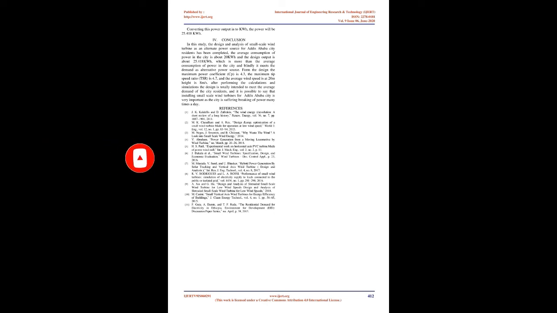Maximum power coefficient, CP, is 4.3, the maximum tip speed ratio, TSR, is 4.7, and the average wind speed at 20 m height is 8 m/s. After performing the calculations and simulations, the design is totally intended to meet the average demand of the city residents, and it is possible to say that installing small-scale wind turbines for Addis Ababa city is very important, as the city is suffering power breaks many times a day. Fig. 7. Torque coefficient vs tip speed ratio.